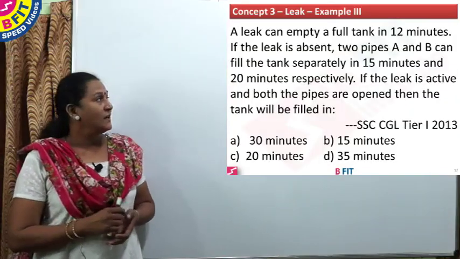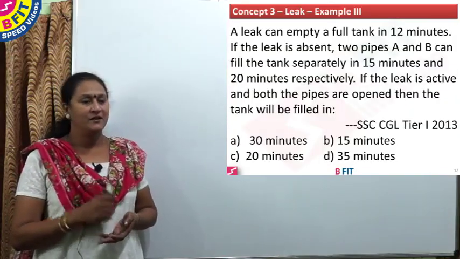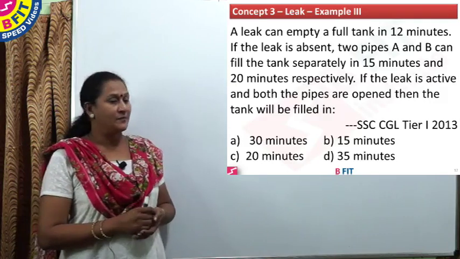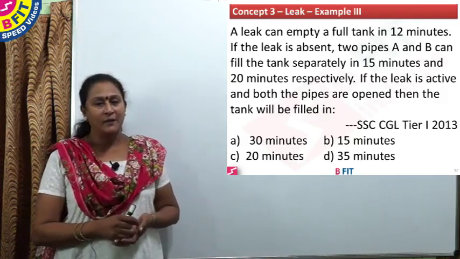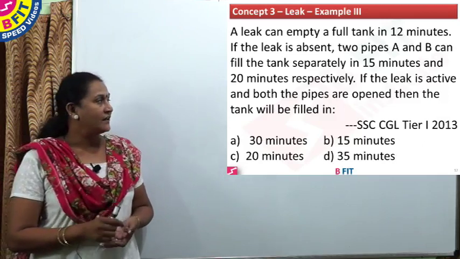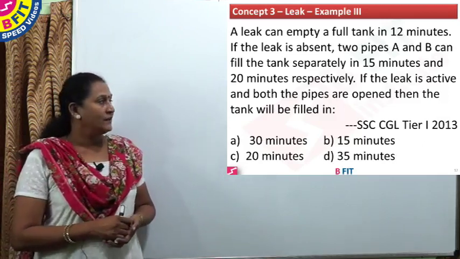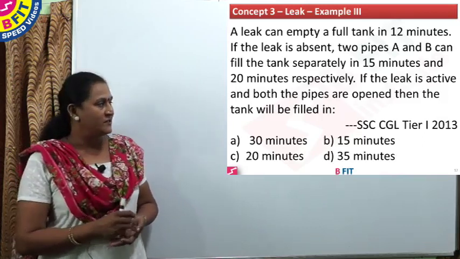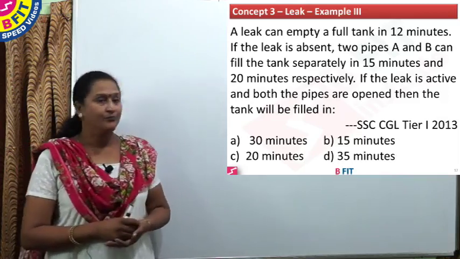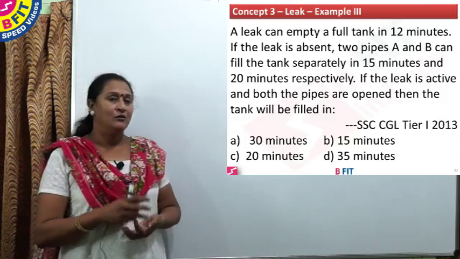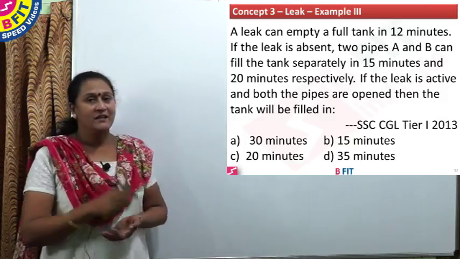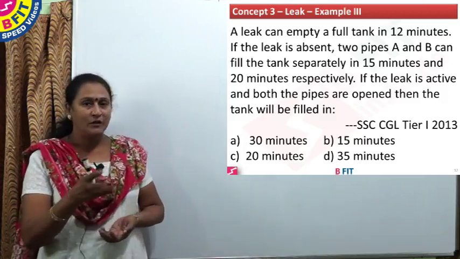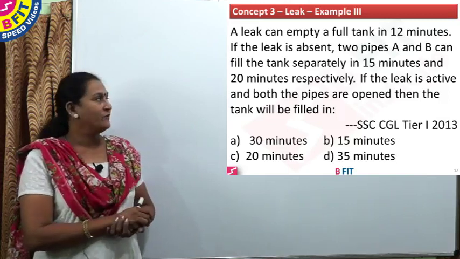So the question is, a leak can empty a full tank in 12 minutes. If the leak is absent, 2 pipes A and B can fill the tank separately in 15 minutes and 20 minutes respectively. If the leak is active and both the pipes are open, then the tank will be filled in. So time is asked. Now this question was asked in SSC CGL Tier 1 2013. So in this question we have more than 2 taps. So leak is given. I have already told leak is nothing but a pipe which is emptying a tank. So we can use the LCM concept and work out.